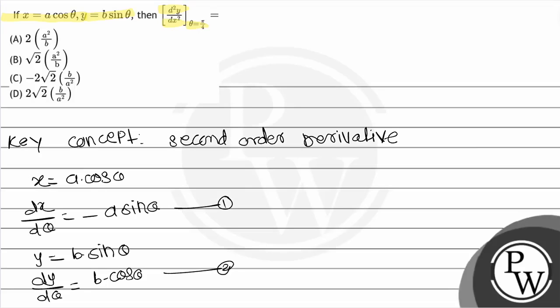So let's check which option is correct one. Minus how much? Minus 2 root 2 into b upon a square. That means option number C will be the correct answer, guys. I hope everybody is understood.